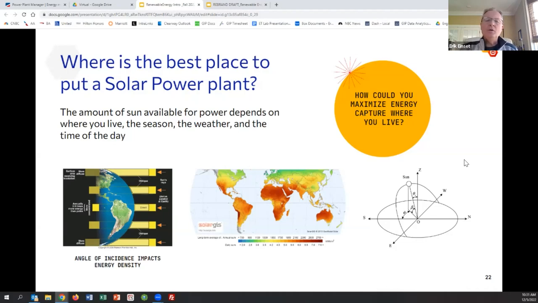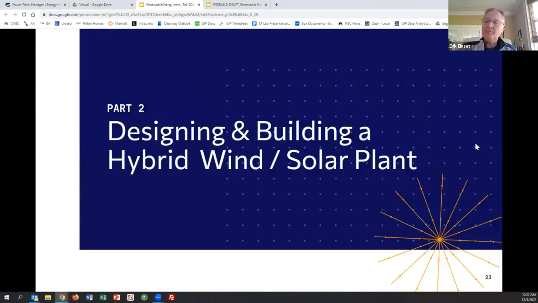The geometry of the sun versus where your solar plant is matters. But also, the weather is going to make a difference. When there's clouds, you don't get as many photons hitting your solar panel. And elevation matters too. If you're at a high altitude, you can get more solar irradiation. So this is an industry where geometry and weather are a huge part of figuring out how best to design a solar power plant. So let's get to what you're going to work on.